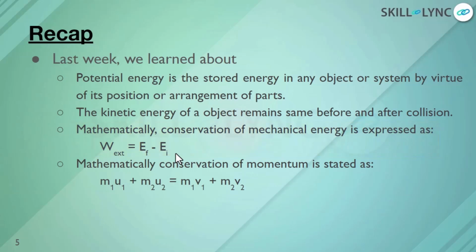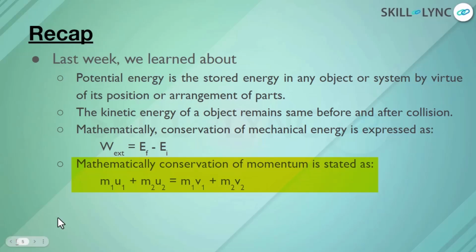And at last, but not the least, we have learned that mathematically conservation of momentum can be written as m1u1 plus m2u2 is equal to m1v1 plus m2v2. That is, momentum before the collision and momentum after the collision remains same, where m1 and m2 are the masses of object 1 and 2, and u1 and u2 are the initial velocities of object 1 and 2, whereas v1 and v2 are the final velocities of object 1 and 2.